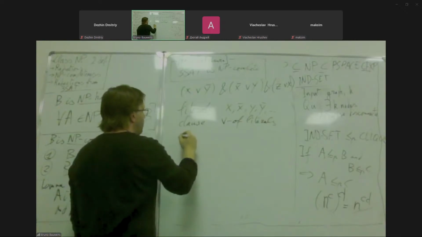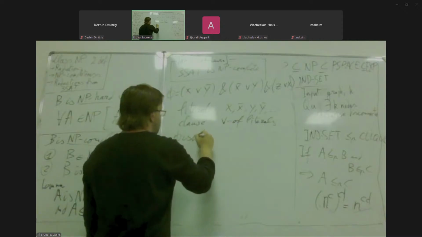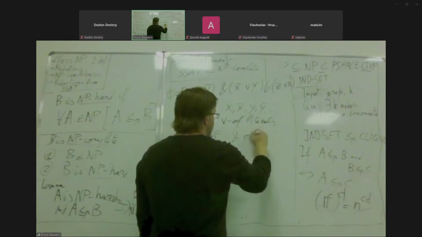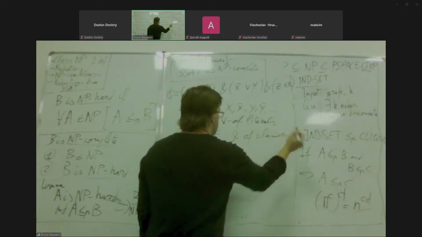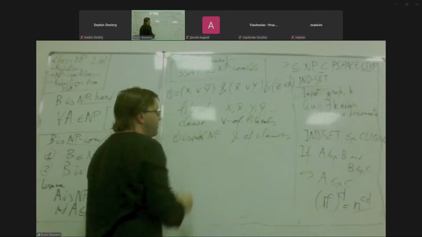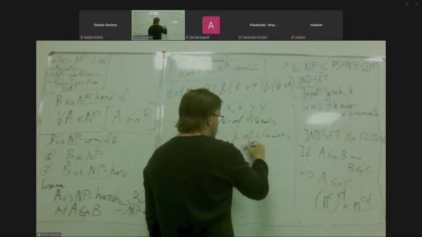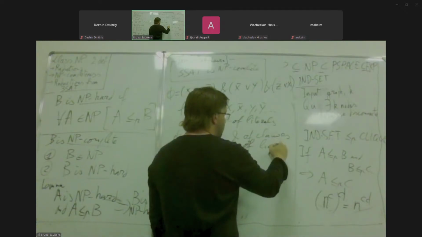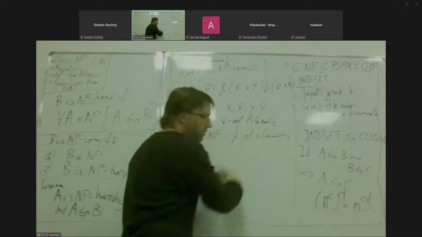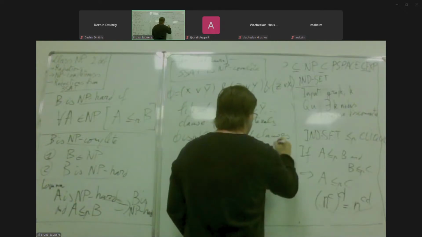And then a formula phi is in CNF if it is an AND of clauses. Then we say that phi is in k-CNF if the length of the clauses is at most k. So the clauses have at most k literals.